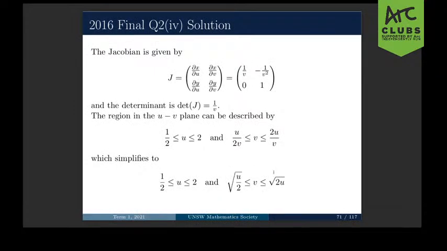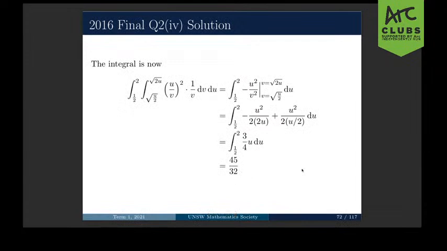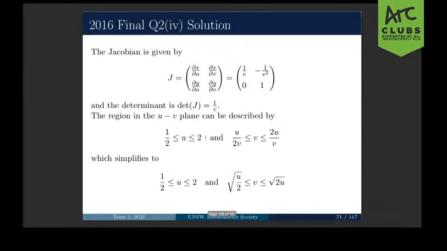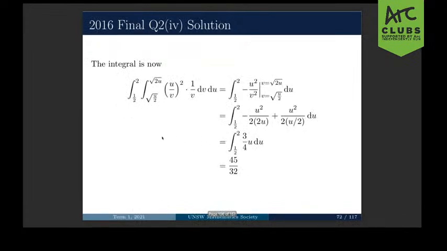Right now it's simple, because u only varies from half to 2, and v is bounded by 2 functions of u. We know how to do this integral. I first integrate with respect to v and then u. So v varies from root of u on 2 to root of 2u, and then u varies from half to 2.